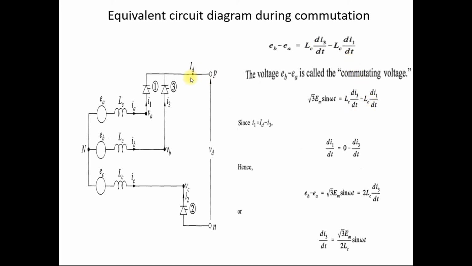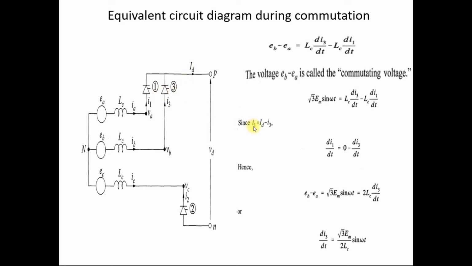As we know, the DC side total current ID, during commutation when valves 1 and 3 are conducting, is equal to the current flowing into valve 1 plus the current flowing into valve 3. Here you can use KCL at this node. The incoming currents I1 and I3 are equal to the outgoing current, which is nothing but ID. So you can write that ID is equal to I1 plus I3.